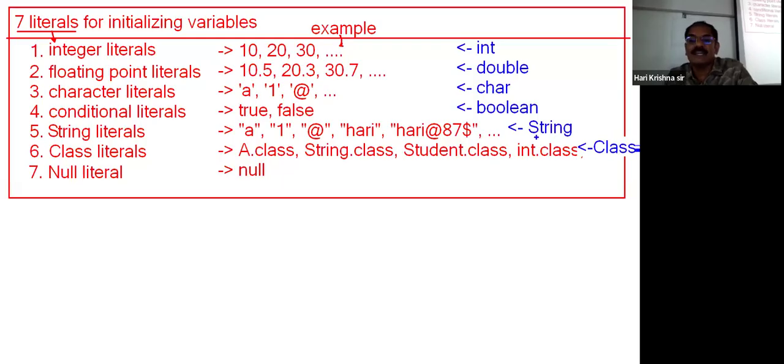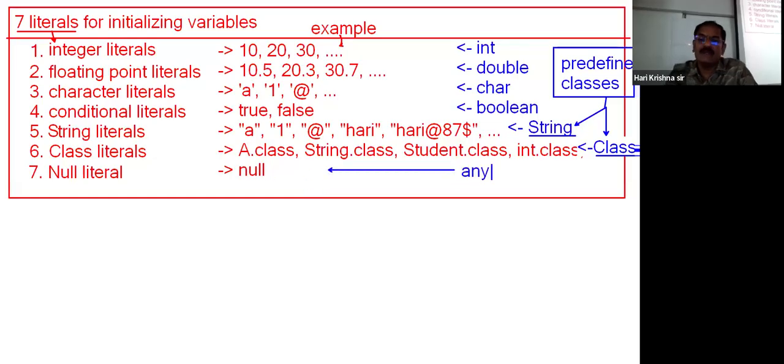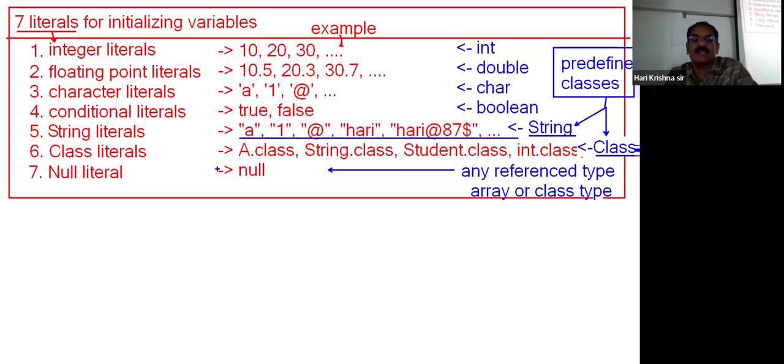Capital C. Just as there is a predefined class called String, there is a predefined class called Class. These are predefined class names, available as part of the Java language. And null is what type? Any reference type. It can be an array type or a class type, so there is no specific type to it. String is a specific type, Class is a specific type, but null is not a specific type.